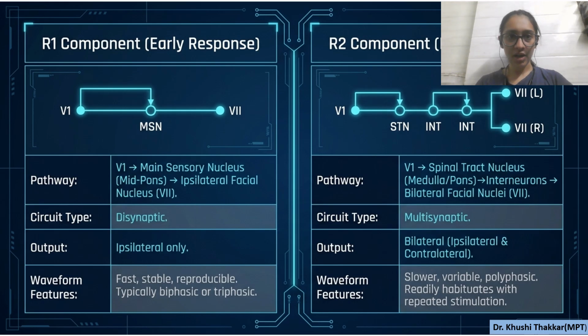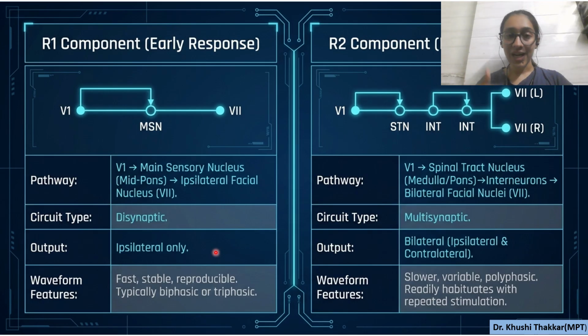A quick R1 and R2 discussion again. So the R1 component is the early response. When you stimulate, the first component which you get is R1. This is important because later you have to clinically correlate the time difference or the latencies for the pathology finding. So let's focus on this. R1 is the early response. R2 is always the late response. Why? Because here directly V1 stimulus, supraorbital nerve, then pons, and then the stimulus arrives at the ipsilateral facial nerve. So the pathway is pons, ipsilateral facial nucleus. The circuit is disynaptic and the output is ipsilateral only.